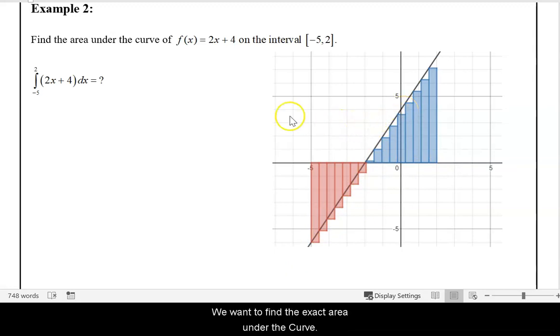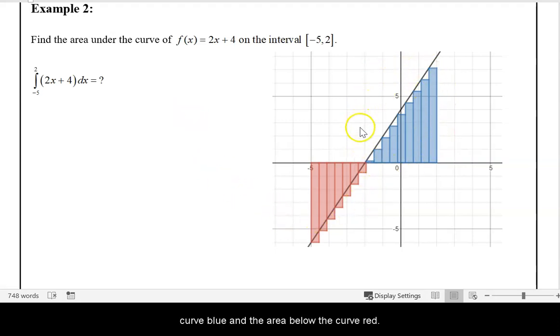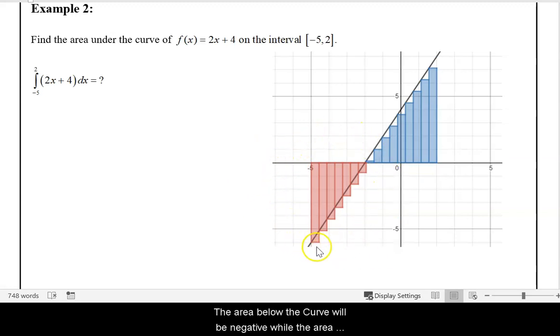We want to find the exact area under the curve. We can use triangles to help us do this. Notice that on Desmos, they've made the area above the curve blue and the area below the curve red. The area below will be negative, whilst the area above will be positive. It's not entirely clear which has more area, but it does look slightly as though there might be more area above. We'll have to compute it to find out.